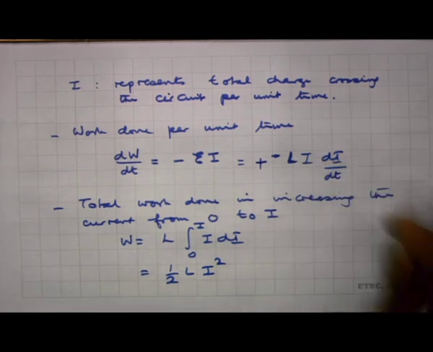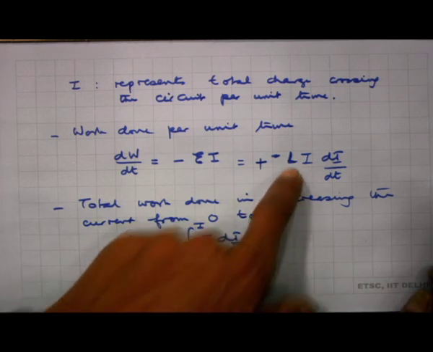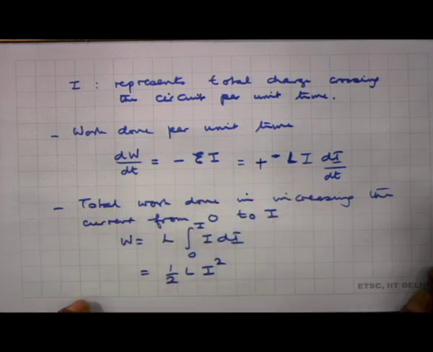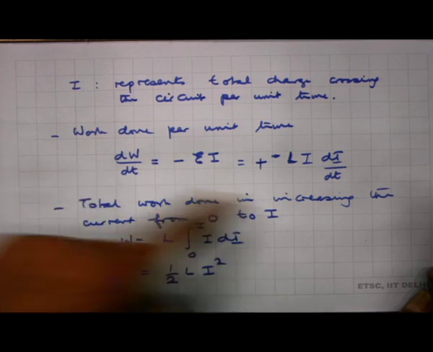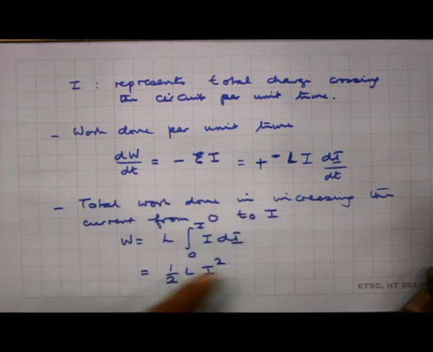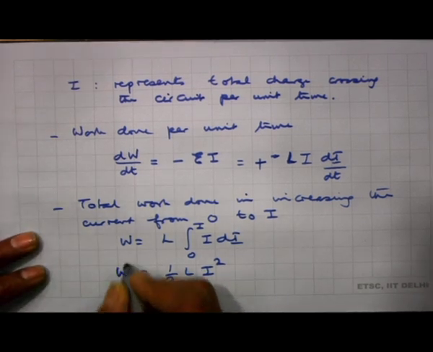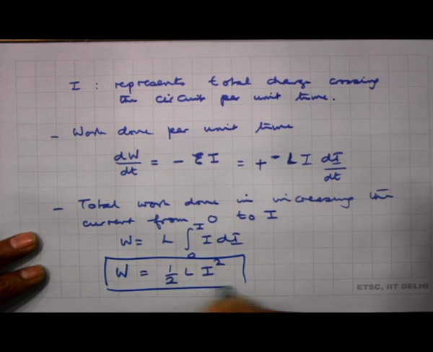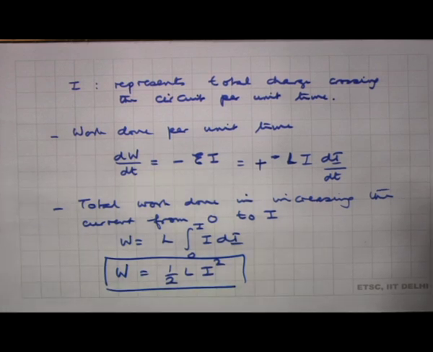So, this is the work done per unit time, and if I have to increase the current from 0 to I, the work that I need to do is the integral of this. The dt cancels off, and I get L I dI, and that is half L I square. This is the work that I need to do to increase the current from 0 to I, and this work is actually stored in the form of magnetic field inside the inductor.